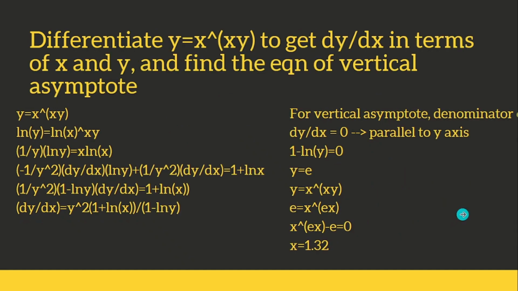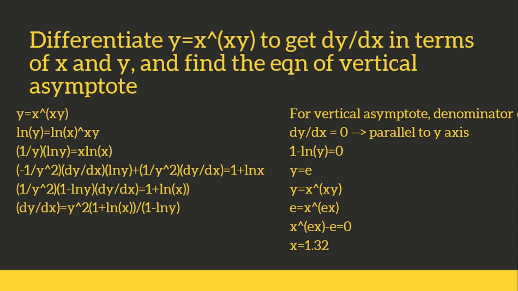Then the next part, differentiate y equals x to the power of xy to get dy/dx in terms of x and y, and then find the equation of the vertical asymptote. So likewise, if you ever see any funny powers, what we try to do is apply a ln such that we can get rid of the powers. So in this case, we bring down the x and the y on the right hand side. And we bring the y to the left hand side and the x to the right hand side. So in this case, it will be 1 over y times ln y equals x ln x.